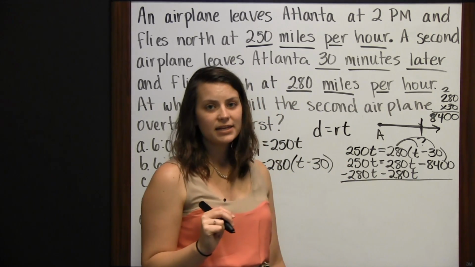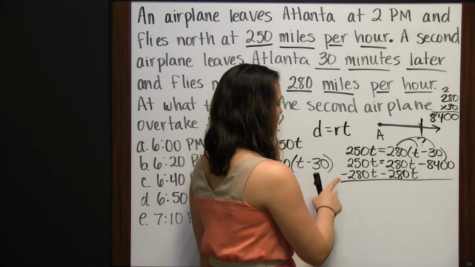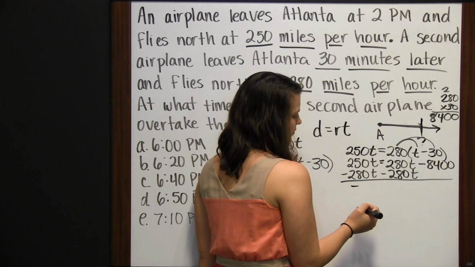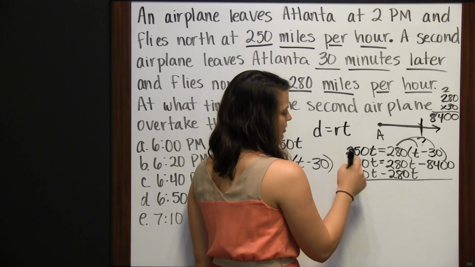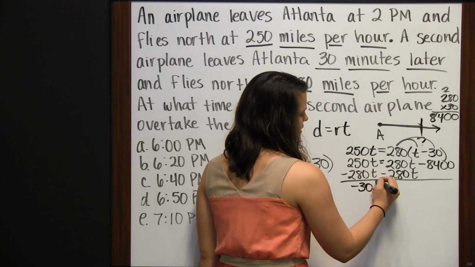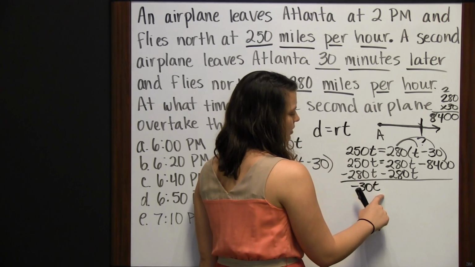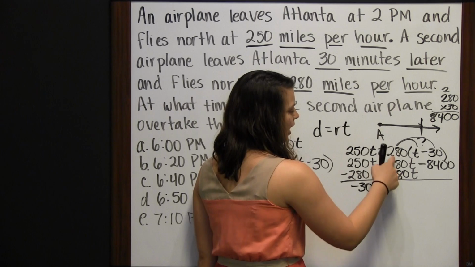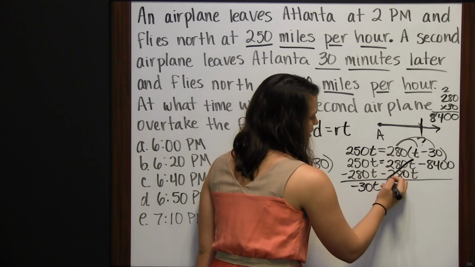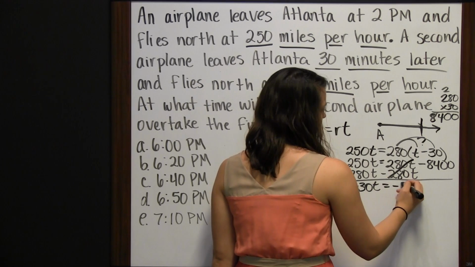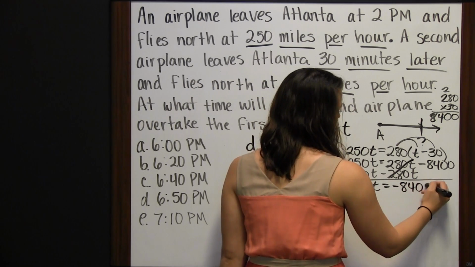250t minus 280t. I'm taking away more than I have, so I'm going to end up with a negative. And the difference between 280t and 250t is 30t. So negative 30t equals, by subtracting this 280t, I've actually canceled that term on the right side, and I'm left with negative 8,400.